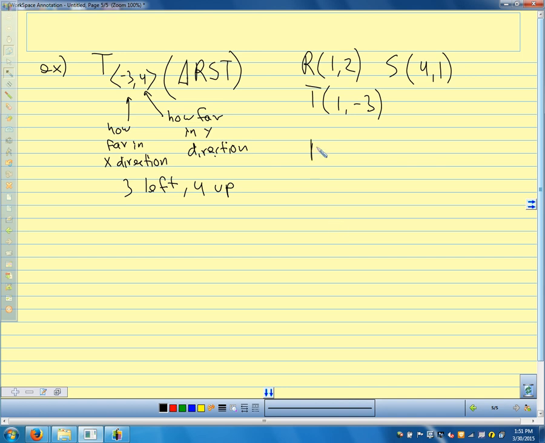To find R prime, we're going to move 3 units left and 4 units up from here. Well, this tells us exactly what to do with the X coordinate and the Y coordinate. This says subtract 3 from the X, add 4 to the Y. 1 minus 3, 2 plus 4. So I get the point (-2, 6). If I move 3 left from here, I get to -2. If I move up 4 from here, I get to 6. S prime. It says move 3 left, 4 up. So I'm going to do 4 minus 3 and 1 plus 4. And you get the point (1, 5).